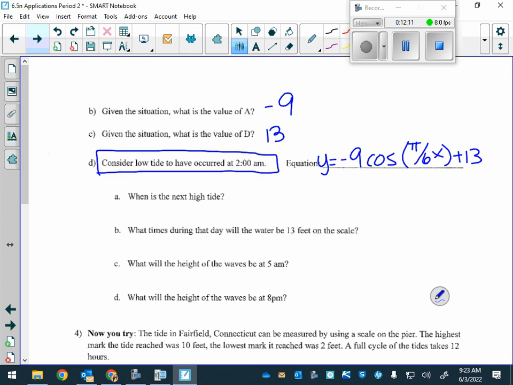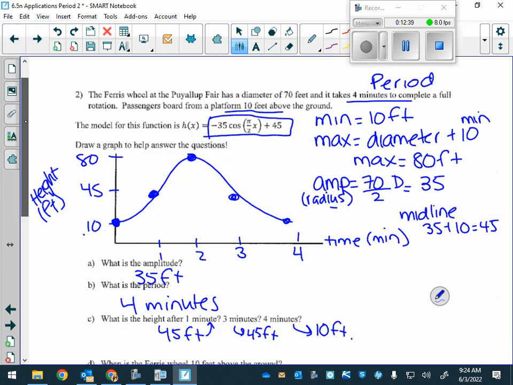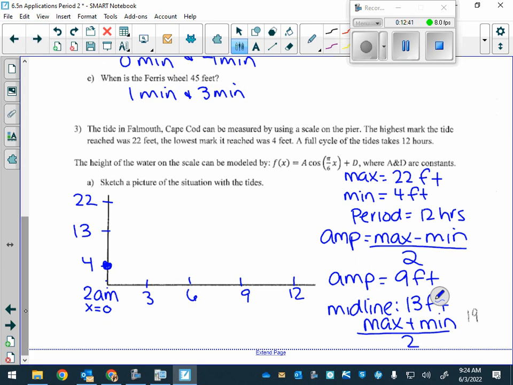How did you get pi? Okay. So the period is 12. I know 12 hours. I know the period equation is 2 pi over b. So to find b, it's 2 pi over the period. So 2 pi over 12 gives you the pi over 6. All right. So let me finish. I'm going to hold the graph up here. You guys stay where you are or finish your graph.